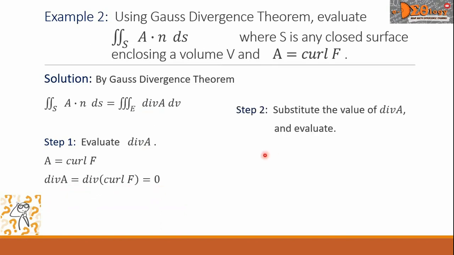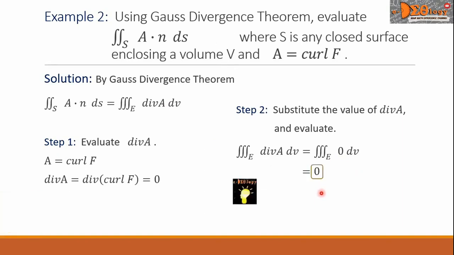Step 2, we substitute the value of divergence A and evaluate. We copy the triple integral formula. The div A is equal to 0, and we substitute it here. Because of the 0, the triple integral is equal to 0. This is the final answer.